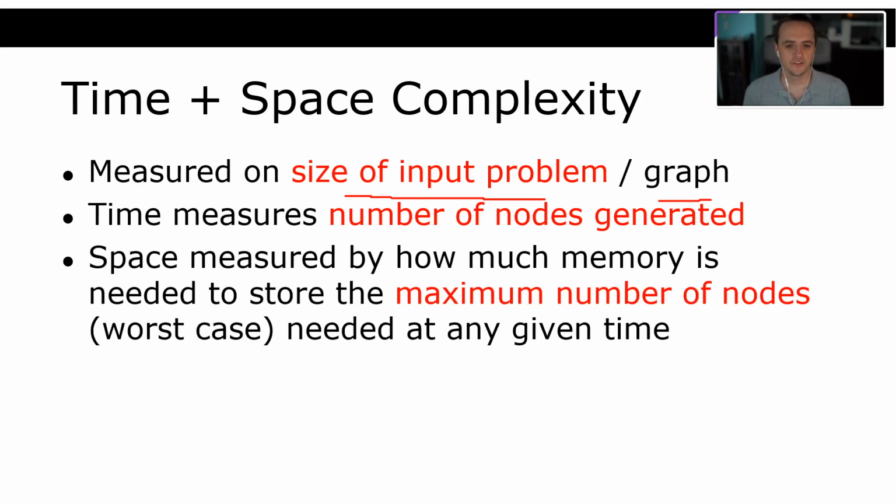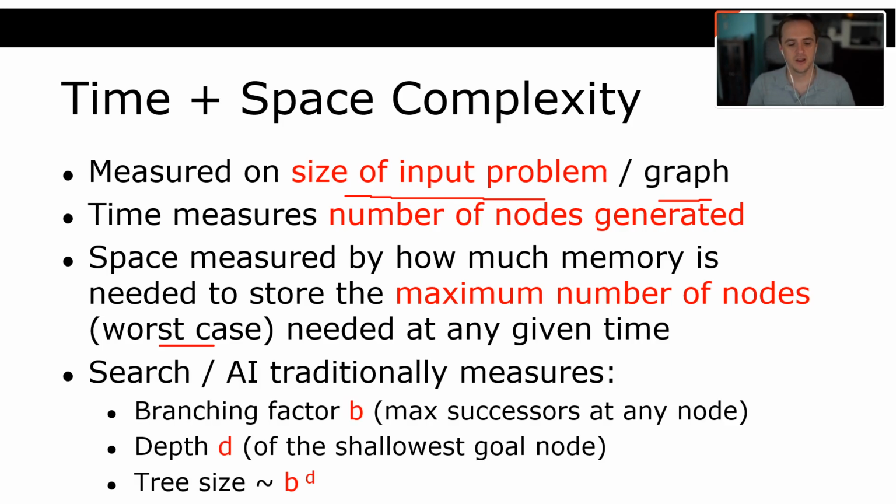So the space is measured by how much memory is needed to store the maximum number of nodes, so the worst case needed at any given time. And so search and AI are traditionally going to measure the following when it comes to analyzing time and space complexity. So if you've done big O notation, right, hopefully you've done that before.